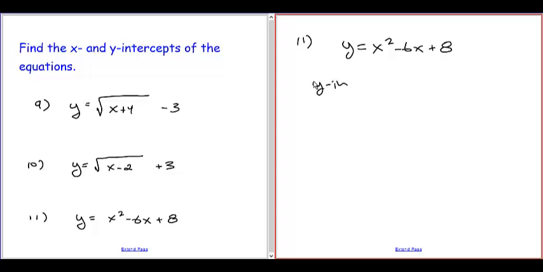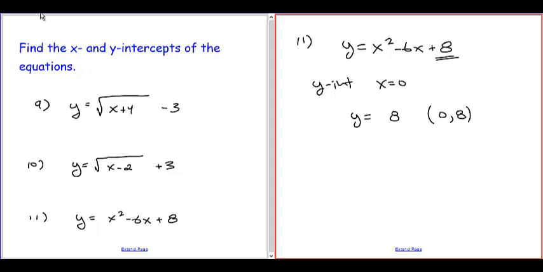So again, for any equation, I'm not going to say function, to find the x and y-intercepts, you go through this procedure. We set x equal to 0 to find the y-intercept. Both these terms are going to go to 0: 0 squared and negative 6 times 0, so you just end up with the constant term. That's always easy for a quadratic equation. So the y-intercept is x equals 0, y equals 8.